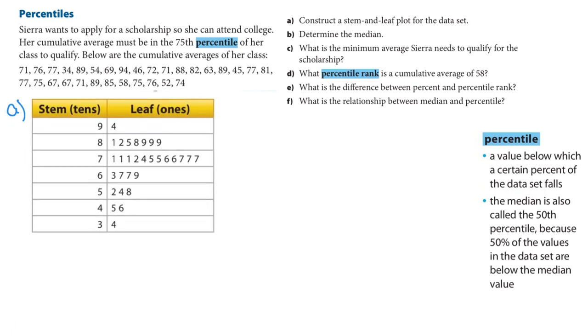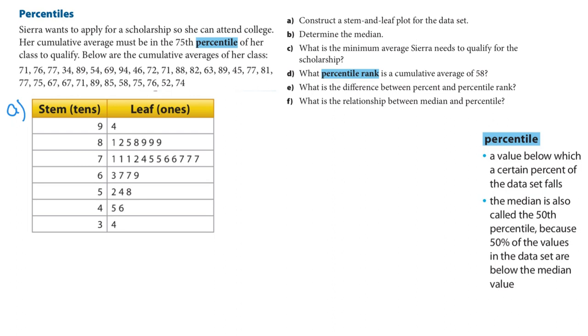It's in descending order. So for example, this 9 and 4 means that somebody got a 94. This 8 and the 1, 2, 5, 8, 9, 9, 9 means someone got an 81, an 82, an 85, an 88, an 89, an 89, and an 89, and so on and so forth, all the way down to this last person who got a 34. Okay, so that's what the stem and leaf plot for this data would look like. We saw that back in the first section for this chapter.